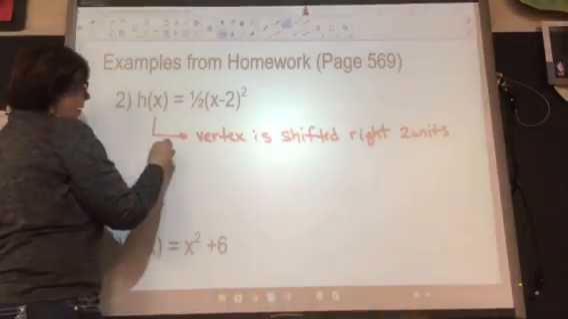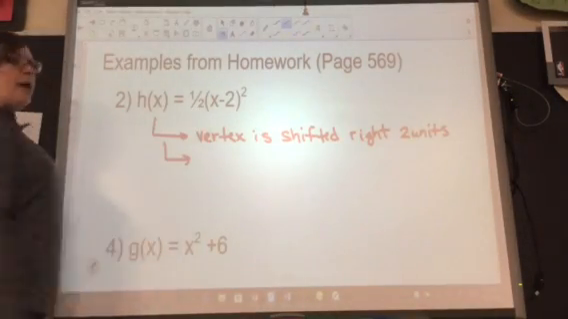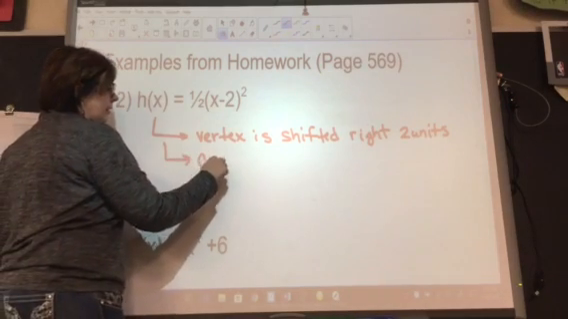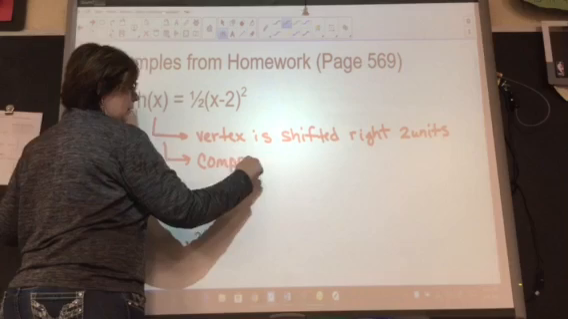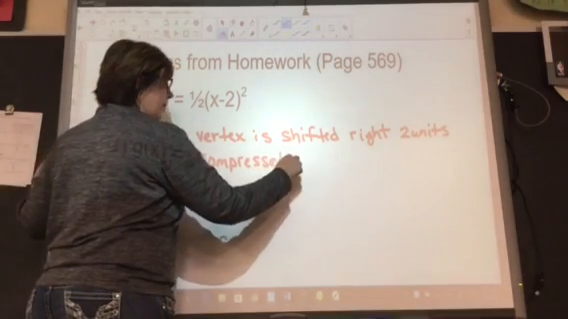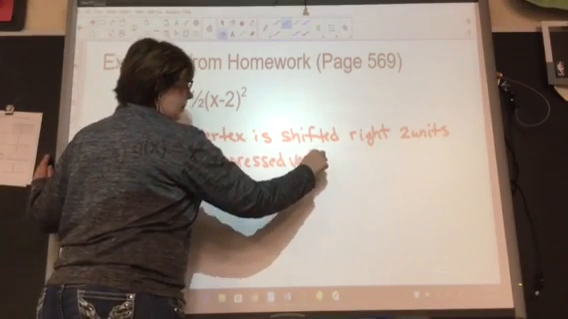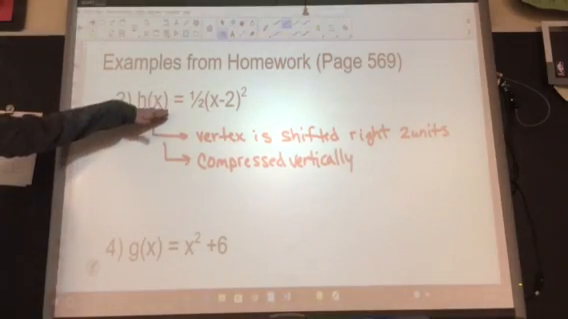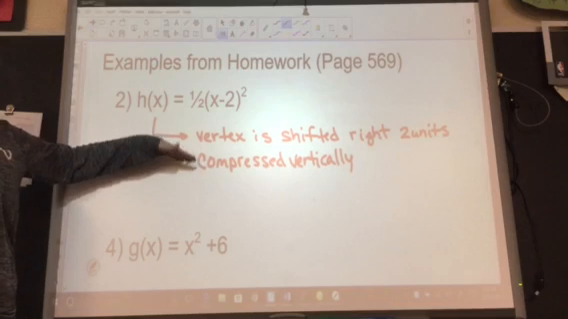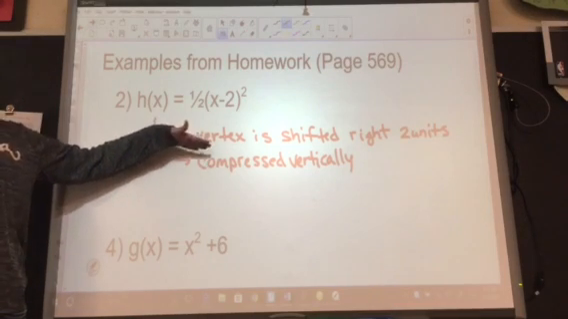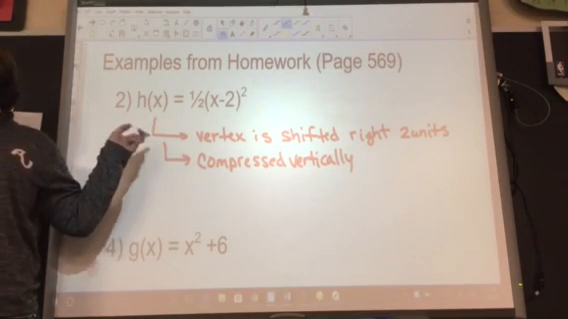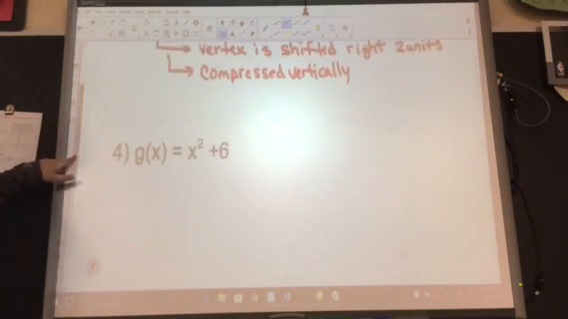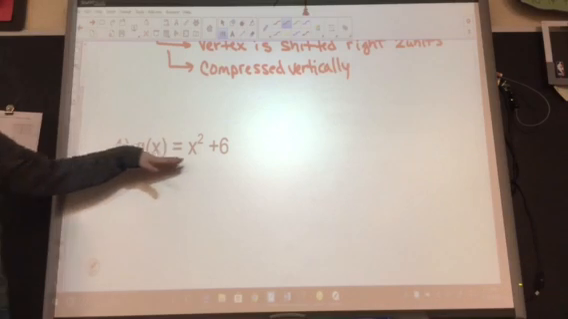And what else can we say about it? Is it compressed or is it stretched? It's compressed vertically. So you would write this function out, and this is what you would tell me. That's what you're doing in your homework tonight, okay? This is not like you're doing odd problems, but I just wanted to give you an example. What about number 3? Same direction, or number 4, same directions.